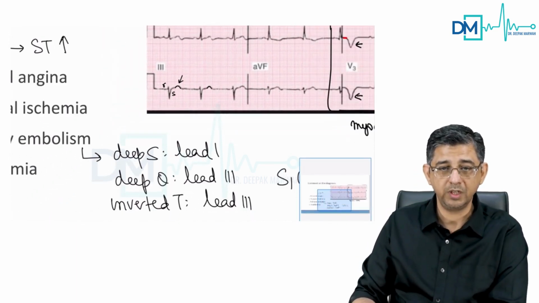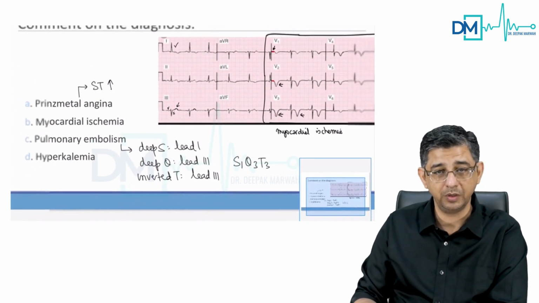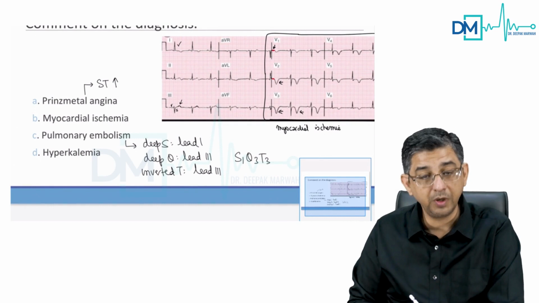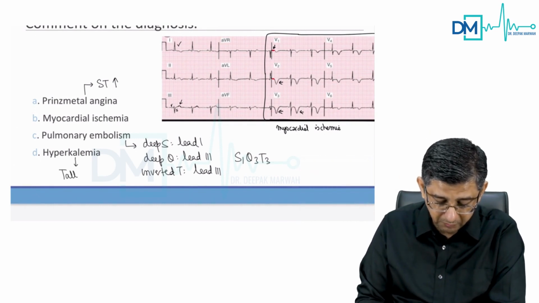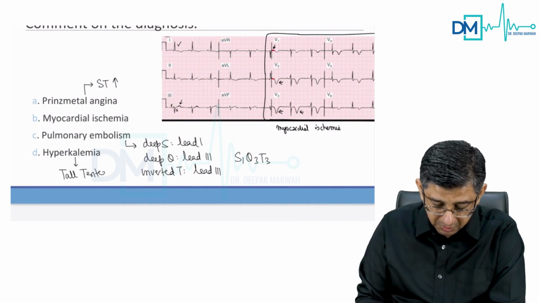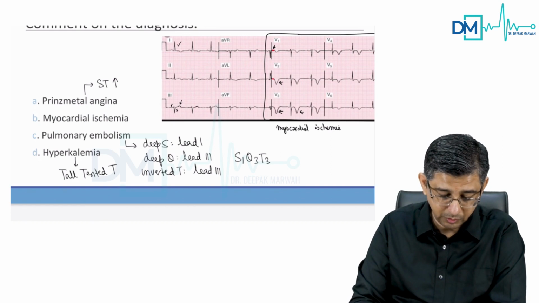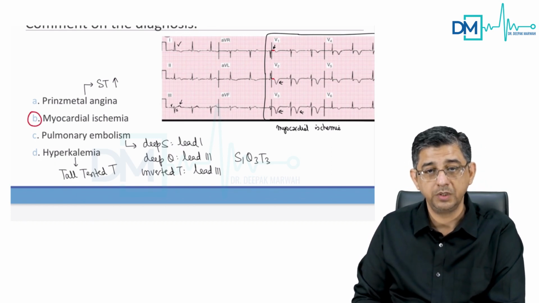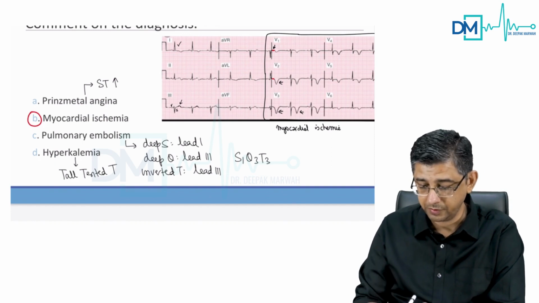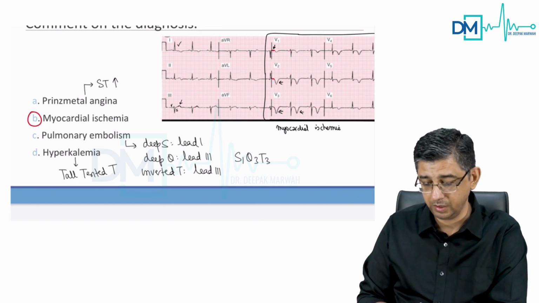So I am ruling out S1Q3T3 as a pattern of pulmonary embolism for this particular question because obviously it's not present. And hyperkalemia will have what are called tall tented T waves. So the choices were very well formulated by the examiner, and the correct answer to this question would be choice B, that is myocardial ischemia, which is characterized by the presence of T wave inversion in the patient, which is one of the very characteristic features of myocardial ischemia.